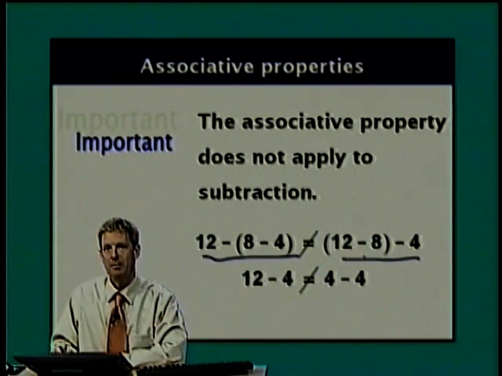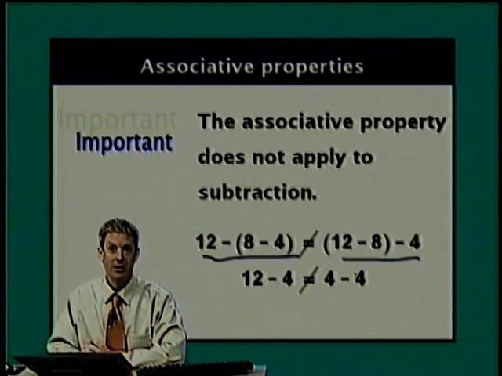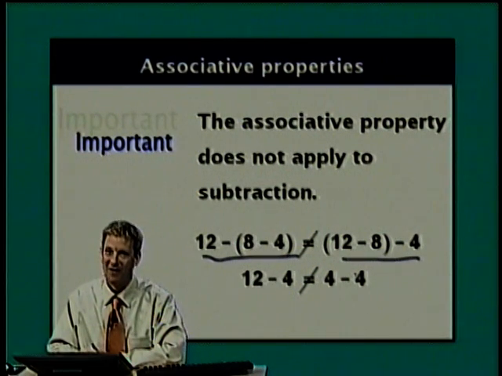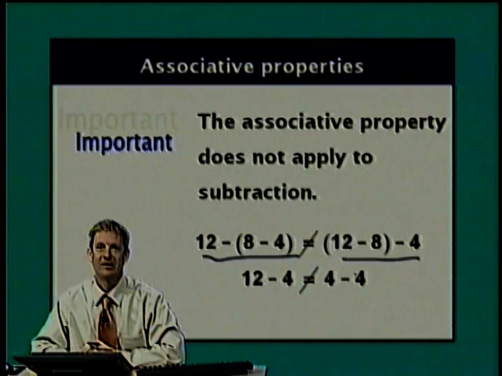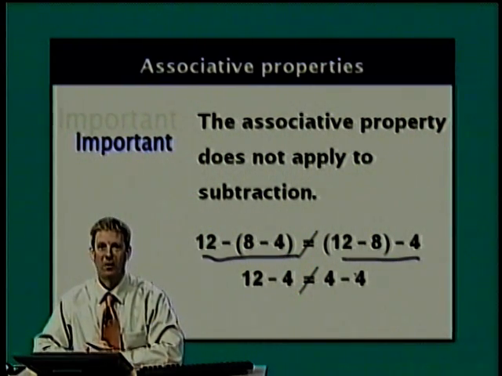When the grouping symbols are around the first two numbers, the first thing we have to do is 12 minus 8, which is 4, and we're left with 4 minus 4. And you all know that 12 minus 4 and 4 minus 4 are not equal to each other. The associative property doesn't work for subtraction.